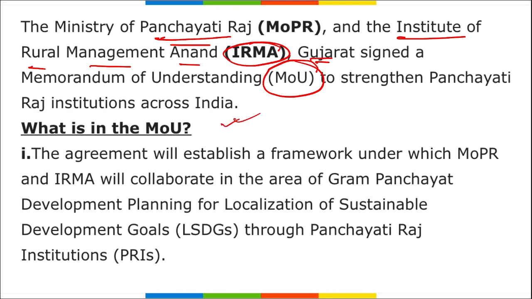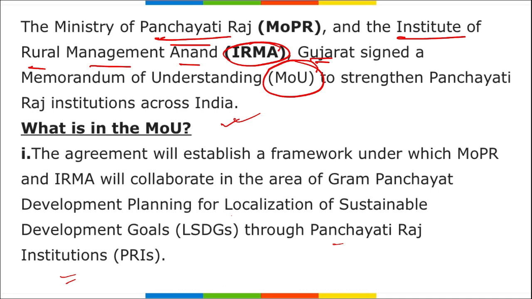This agreement will provide a framework under which the Ministry of Panchayati Raj and IRMA will collaborate in the area of Gram Panchayat development planning so that sustainable development goals can be carried out in those rural areas. I repeat, in order to strengthen the Panchayati Raj institutions and to work on the sustainable development goals as new technologies and new guidelines come up, these should be worked on under the sustainable development goals.